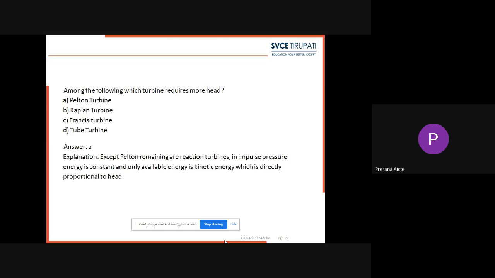Next one, among the following, which turbine requires more head? Obviously, the Pelton turbine. Except Pelton, the remaining are reaction turbines. In an impulse turbine, pressure energy is constant and the only available energy is kinetic energy, which is directly proportional to the head. So for the Pelton turbine, the required head is maximum.